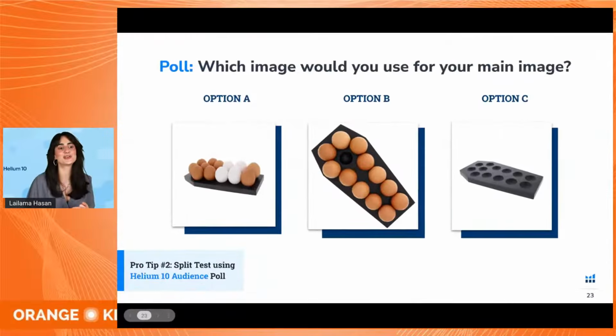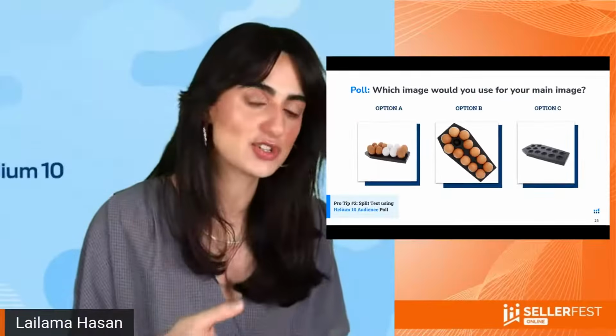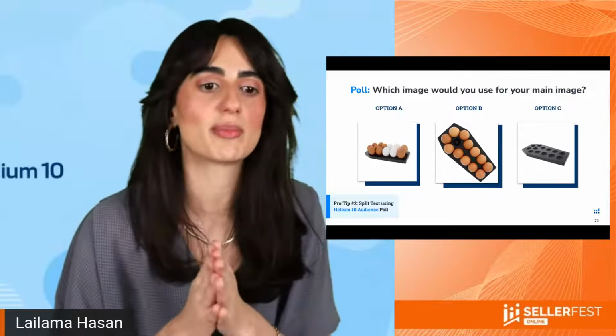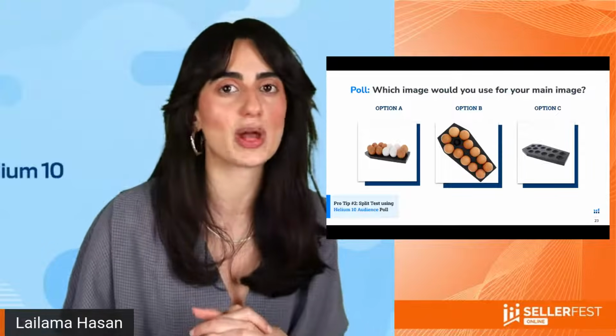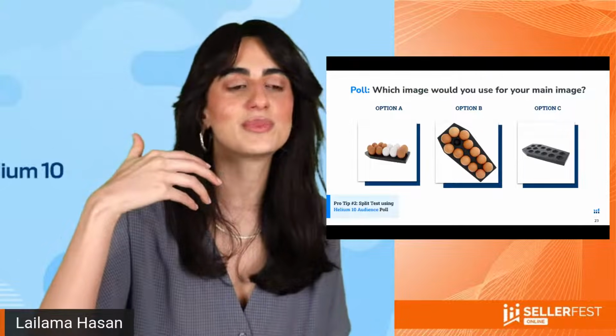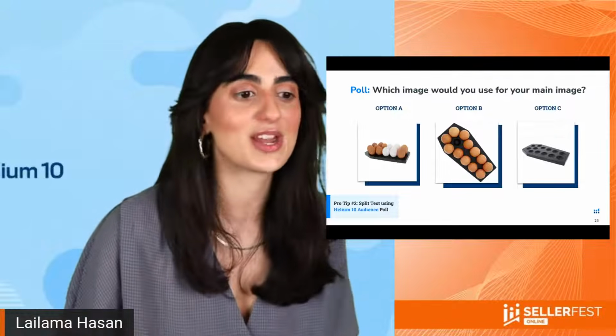So another way to get a high click-through rate and conversion rate is to split test a few variations of the same image to see which performs better. And we've got the Helium 10 Audience tool, which is a market feedback tool, and it allows you to test those images or whatever you want to test. In this case, we're talking about images with real life Amazon sellers or buyers. So you're really asking these questions from the relevant audience, right? And that's the great use of it.